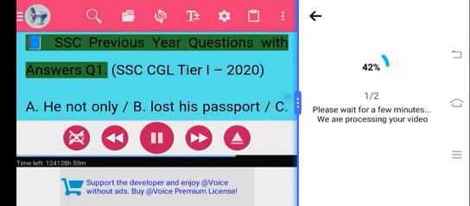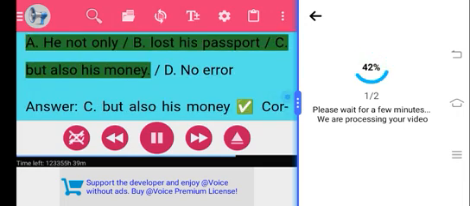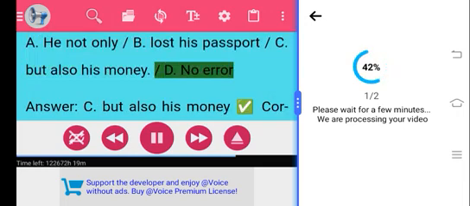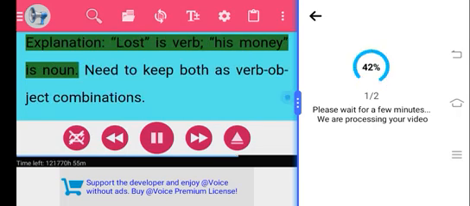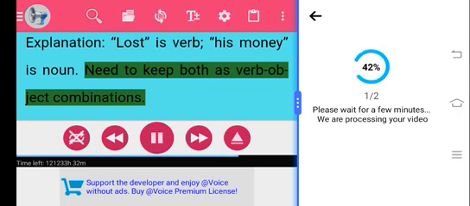Book SSC previous year questions with answers. Q1. SSC CGL Tier 1, 2020. He not only lost his passport, but also his money. Error in part C, but also his money. Correction: but also lost his money. Explanation: Lost is a verb, his money is a noun. We need to keep both as verb-object combinations.